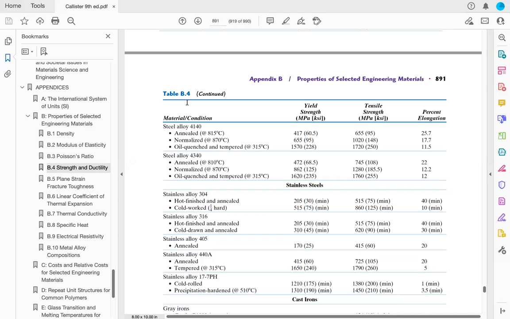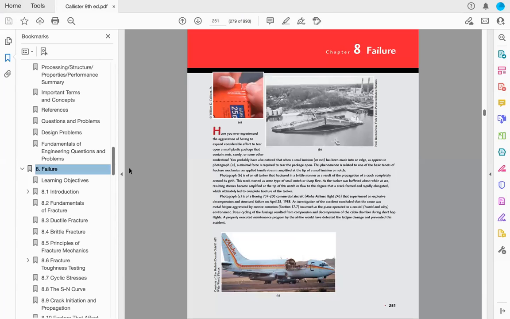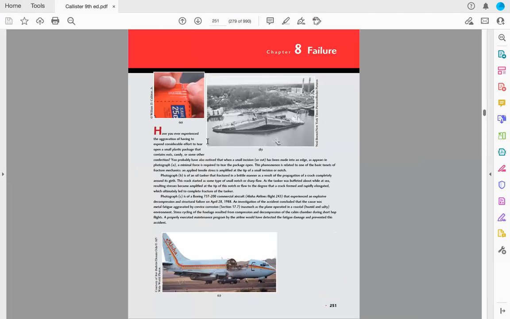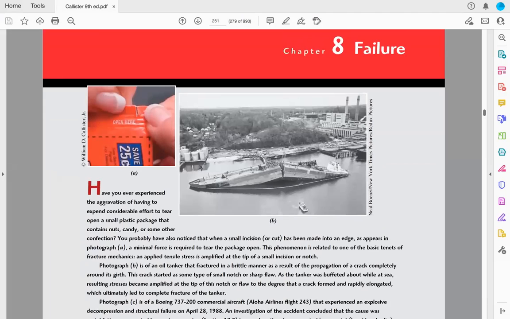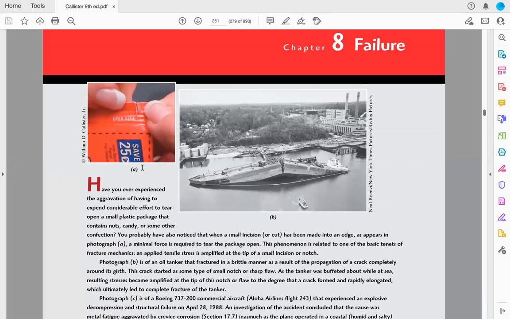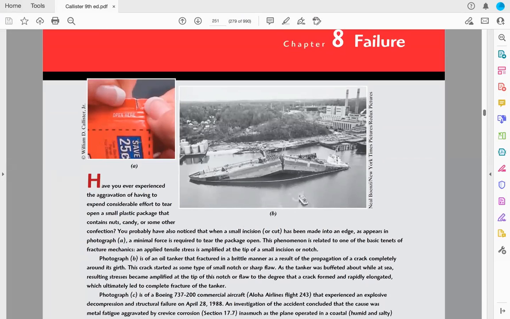I think I can start with the Callister book again. So let's start with the Callister. This is chapter 8, failure. We can see picture A first, about a fracture.